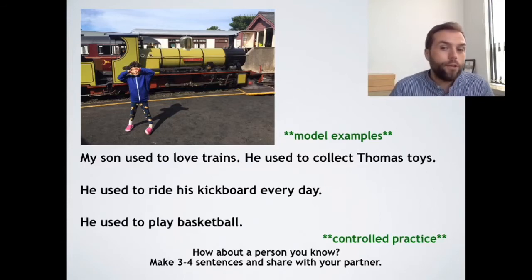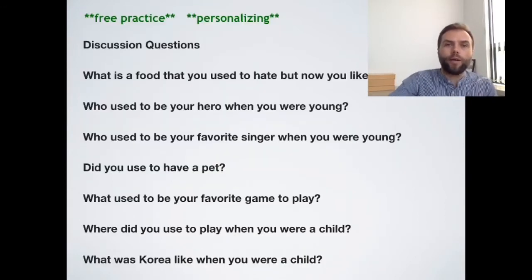Okay, again, you can ask checking questions. So does he collect Thomas toys now? When did he ride his kickboard? Okay, what sport did he play? Okay, and then again, some controlled practice where students have some thinking time. So choose a person that you know, maybe a family member or a friend, somebody that you know well, maybe children if it's adults, and make 3 or 4 sentences and then share them with your partner. Okay, so again, controlled practice.